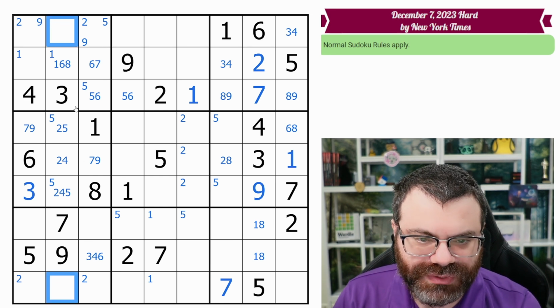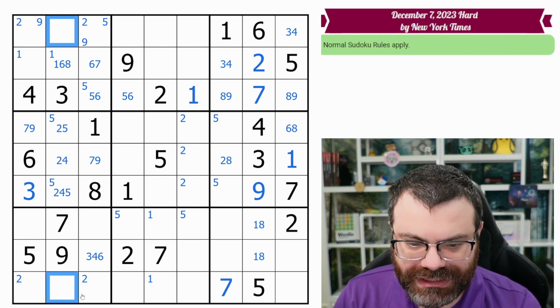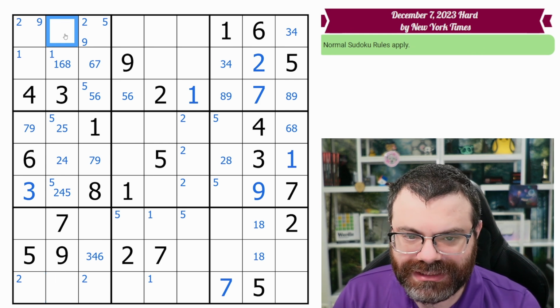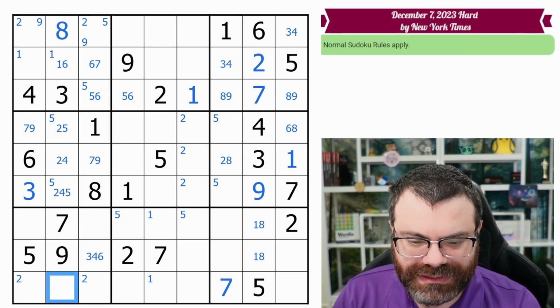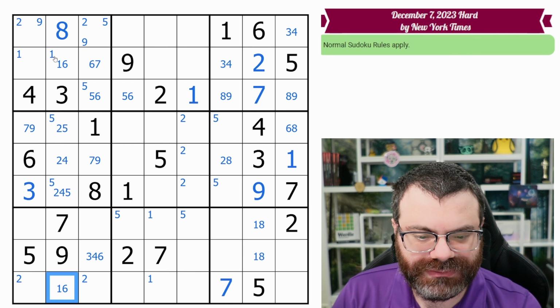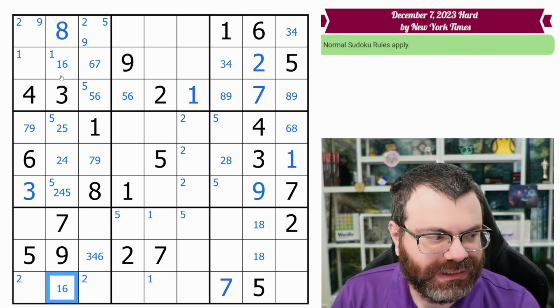In fact, they are down to 1, 6, 8 if I just trust this pencil mark here. We know there's 3 cells left. So yeah, this can't be 1 or 6. So this is now an 8. And then this is down to 1, 6. Very nice.